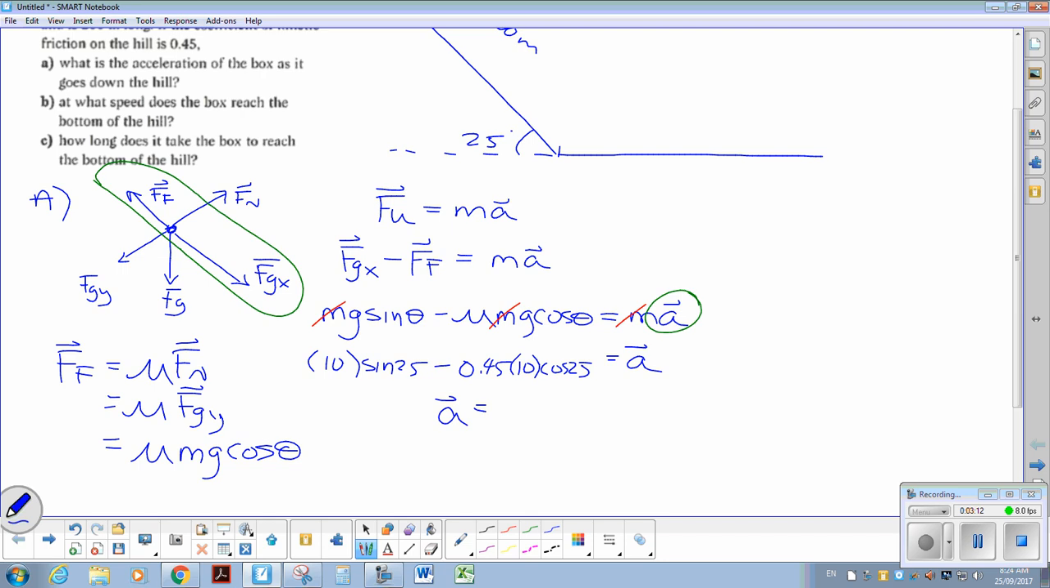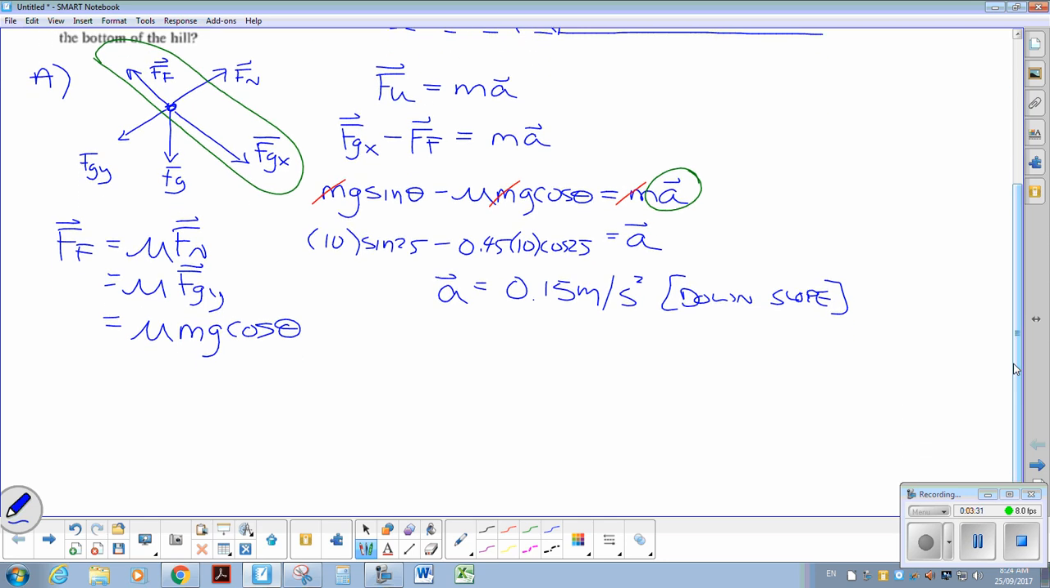And I get 0.15 meters per second squared down the slope. So there's your acceleration of the box. So there's our A part. B, at what speed does it reach at the bottom of the hill?